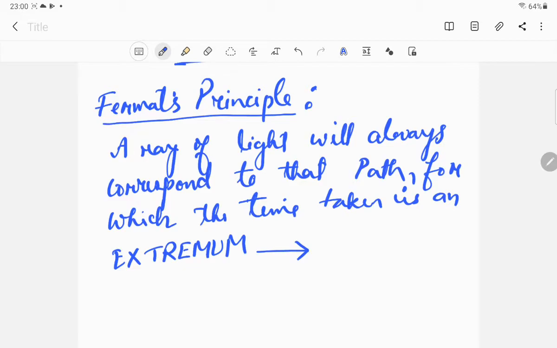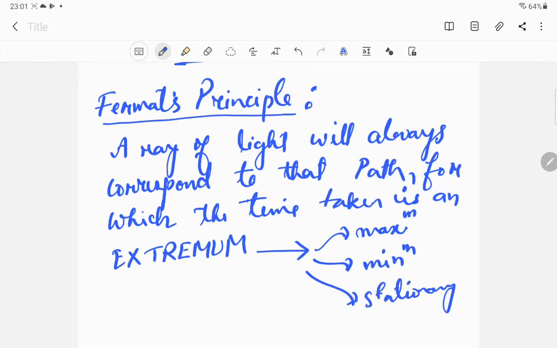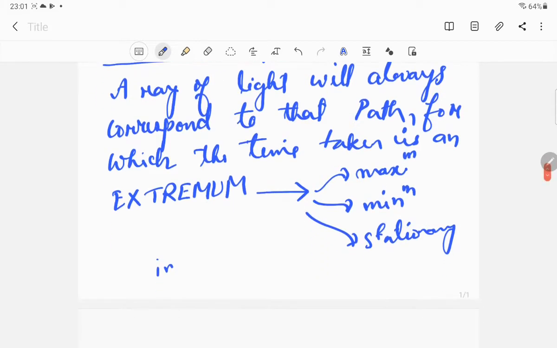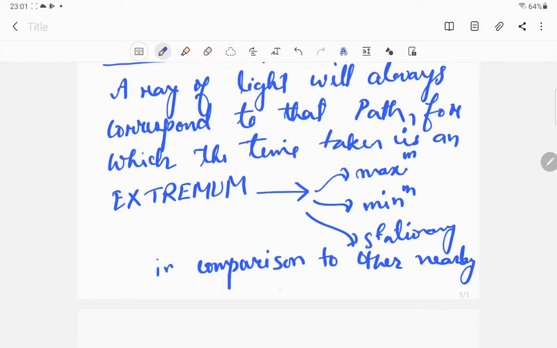The time taken can either be a maximum or a minimum, or it should be stationary, in comparison to other nearby available paths. So this means extrema.